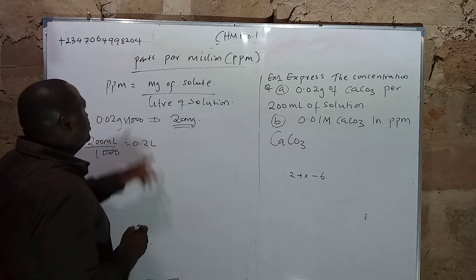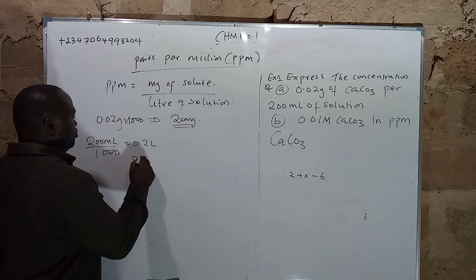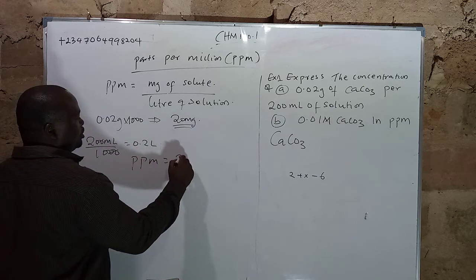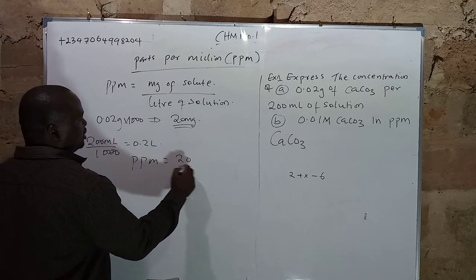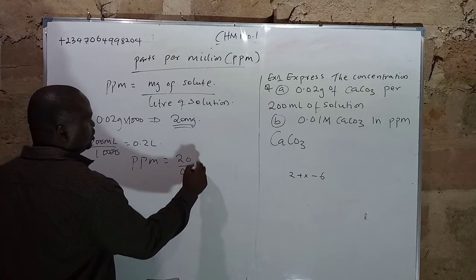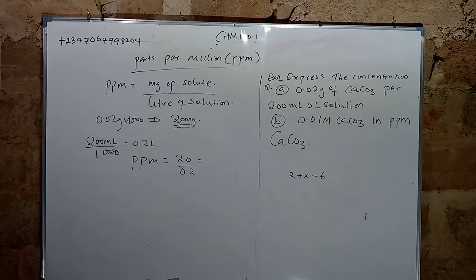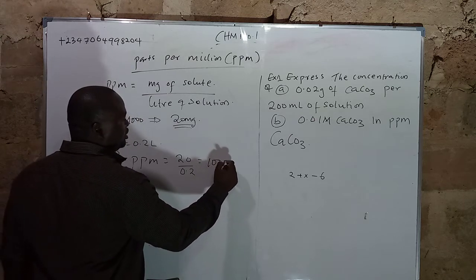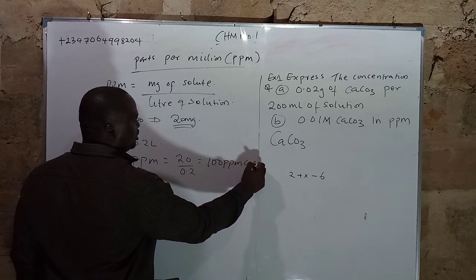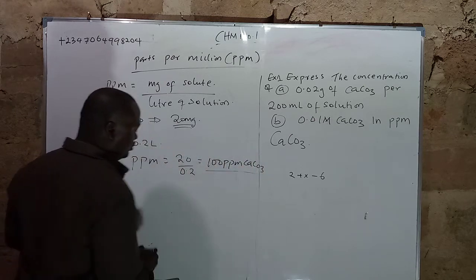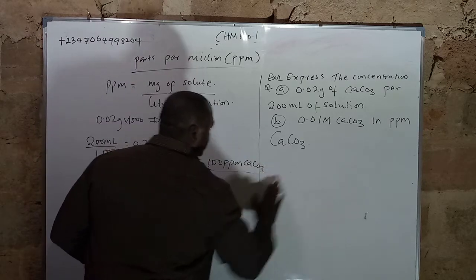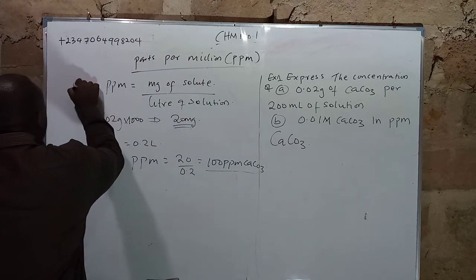So putting it into this formula, ppm is now 20 divided by 0.2. That will give you an answer. 20 divided by 0.2 should give you 100 ppm of carbonate. Now, that's the A part.